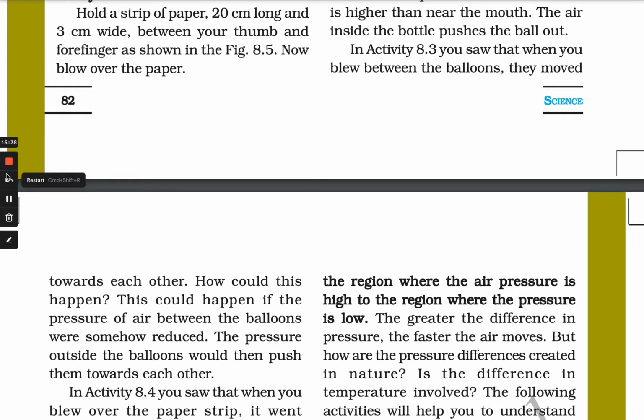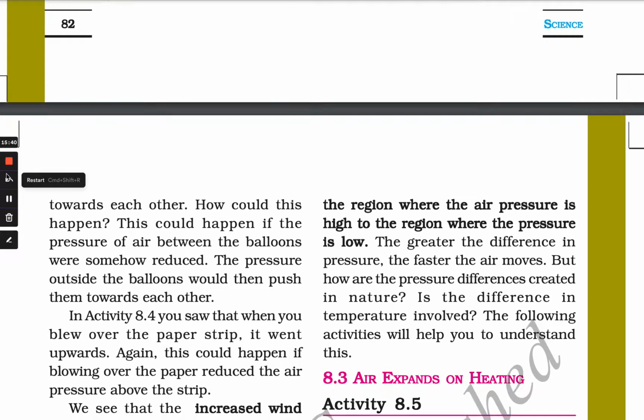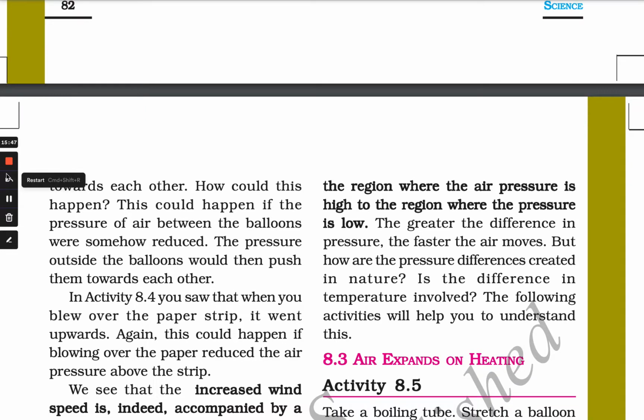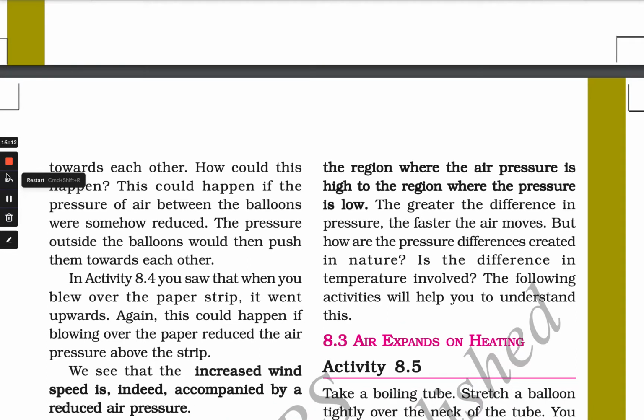Similarly, when you blow into a strip of paper, the air pressure on the strip of the paper actually reduces, which sends the strip of paper flying up. The air pressure on top of the strip of the paper actually reduces as compared to the bottom of the strip of the paper. Hence, it actually flies up.